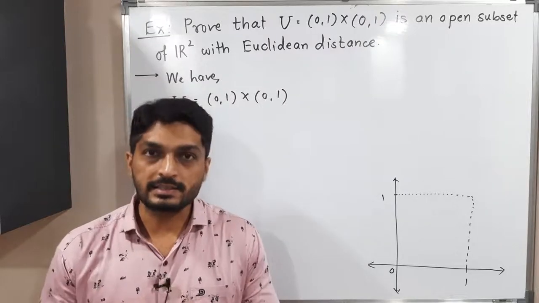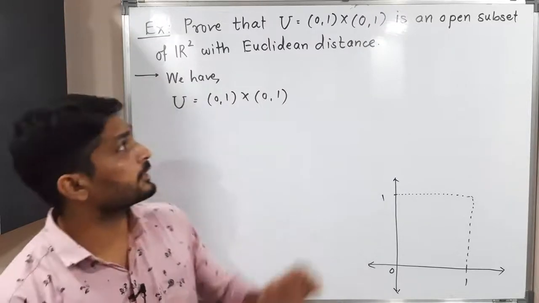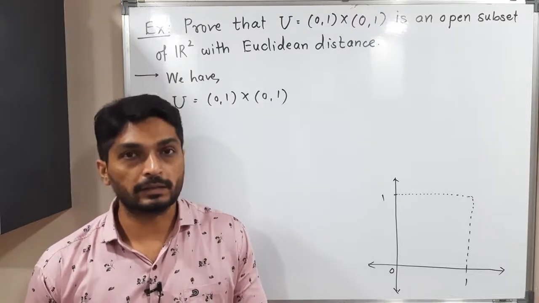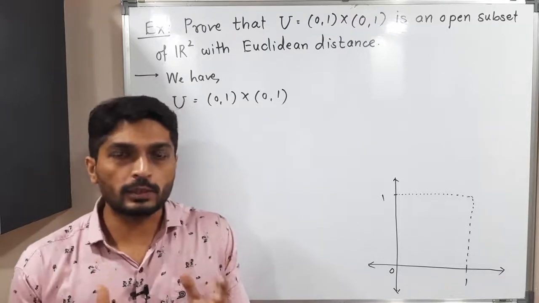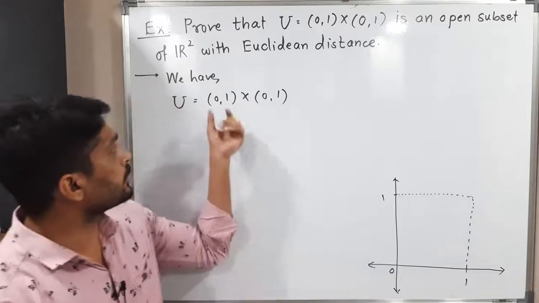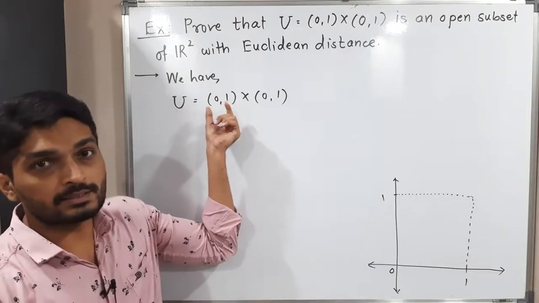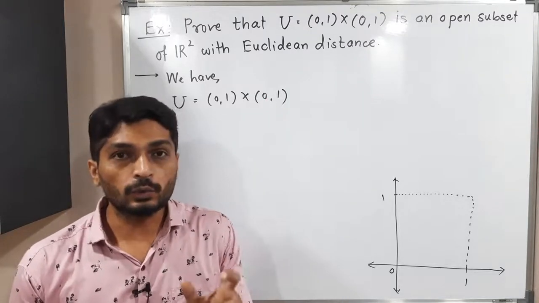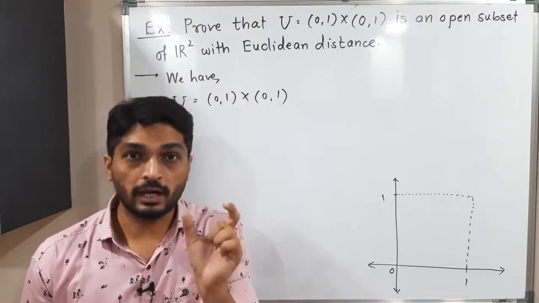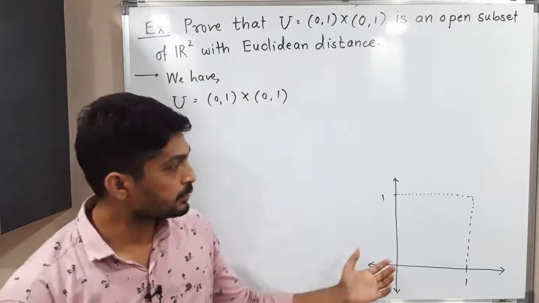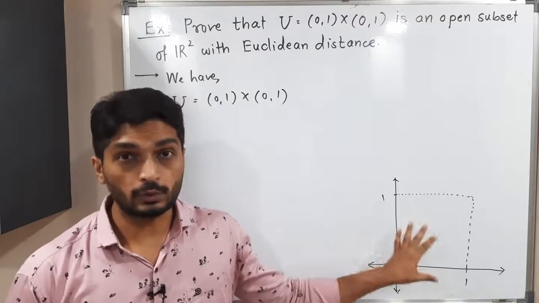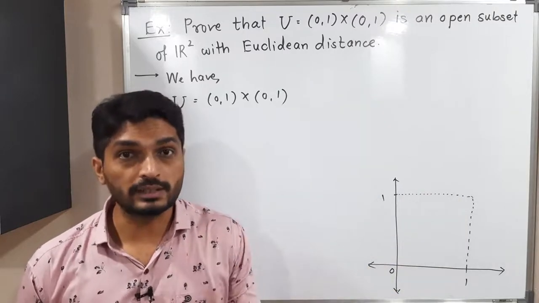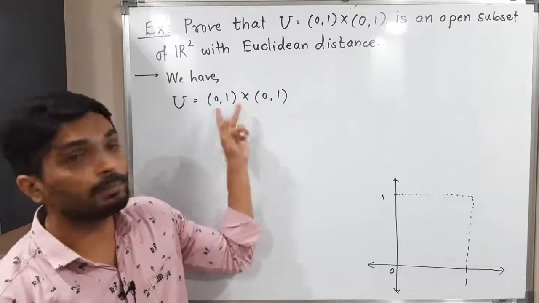Everyone, let us discuss this example. In this example, we have set U and we have to prove that it is an open subset of R2 with a Euclidean metric. So let us try to understand what the given set U is. U is equal to (0,1) × (0,1). That means you know that (0,1) is an interval in R, so we are taking a cross product. That means we get a square in R2. This square we have without its boundaries, since we have open intervals here.